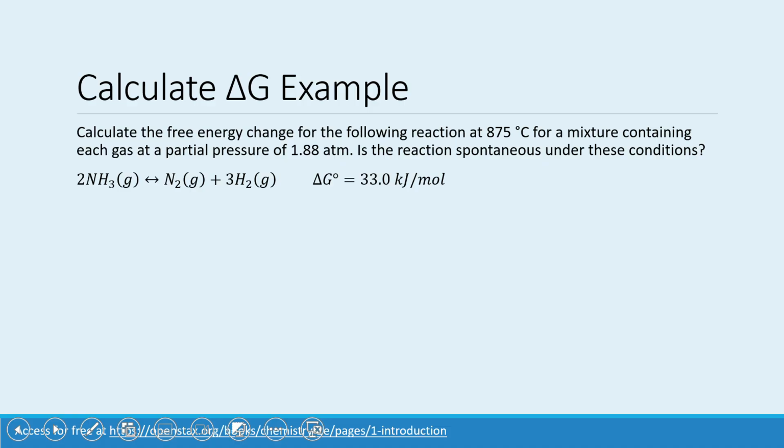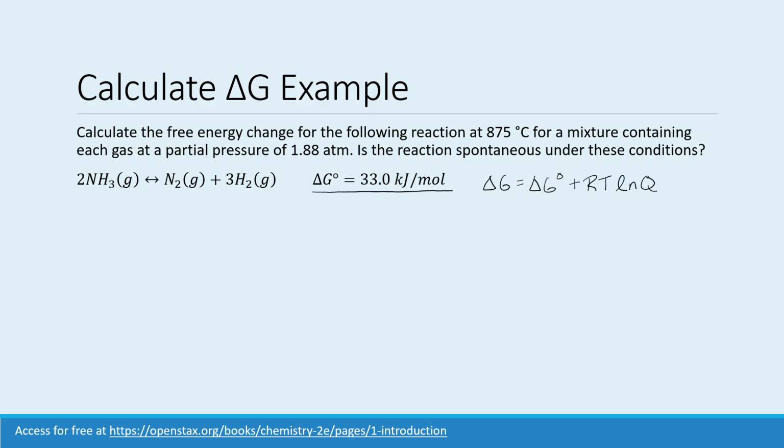So let's calculate the free energy change for the following reaction at 875 degrees Celsius. They give us the partial pressure of all gases, which is 1.88 atmosphere. And they give us the free energy change at standard conditions is 33.0 kilojoules per mole. So here we can use that equation: delta G equals delta G standard plus RT times the ln of Q.